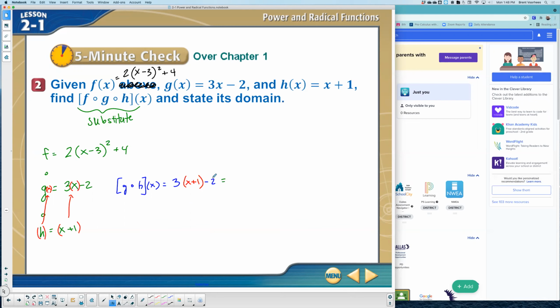I have a number in front of a parentheses. What does that mean to do mathematically if you have a number in front of parentheses? Multiply. So I will distribute this through. 3 times x is 3x. 3 times 1 is plus 3. And now that I've distributed, I don't need the parentheses anymore. So I have a minus 2 on the outside. And I can combine those like terms. I hear 3x plus 1. I agree. I have positive 3 minus 2. That is plus 1. So that right there is g of h.